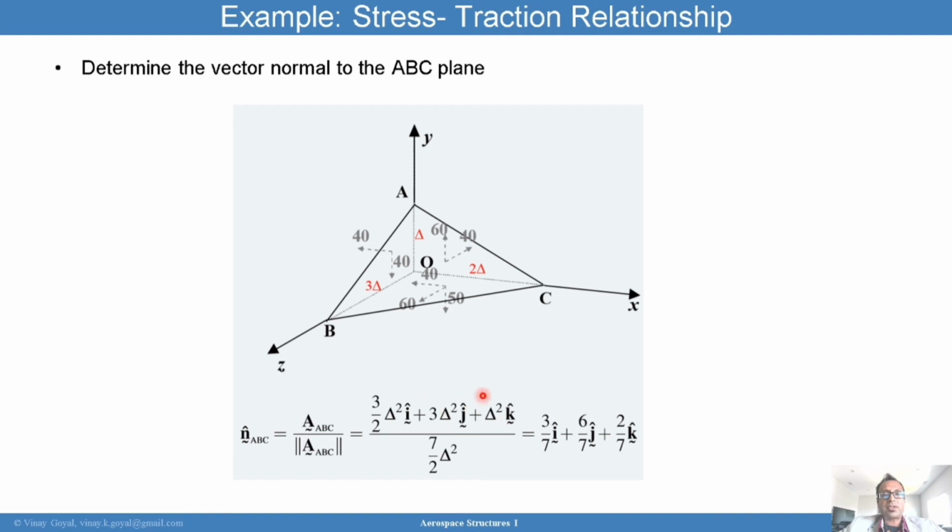So now that I have found the areas for these little triangles, I can now find the magnitude of this area vector. And that's easily found as 7 over 2 delta squared. And I'll put that in the denominator. Delta squared cancels out. And so I'm able to then find the normal vector n that defines the ABC plane.